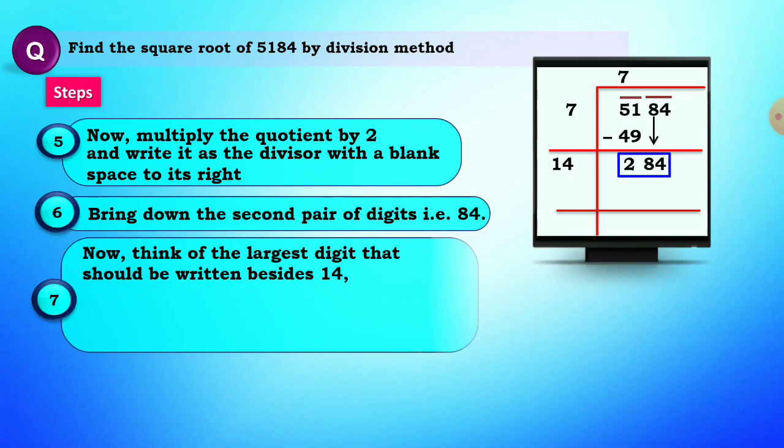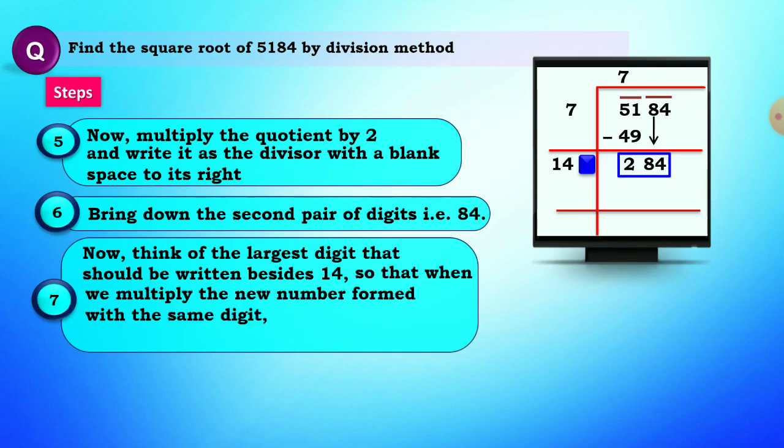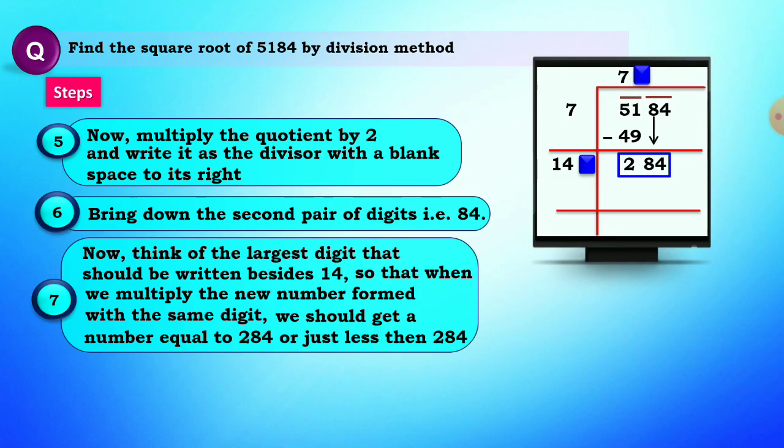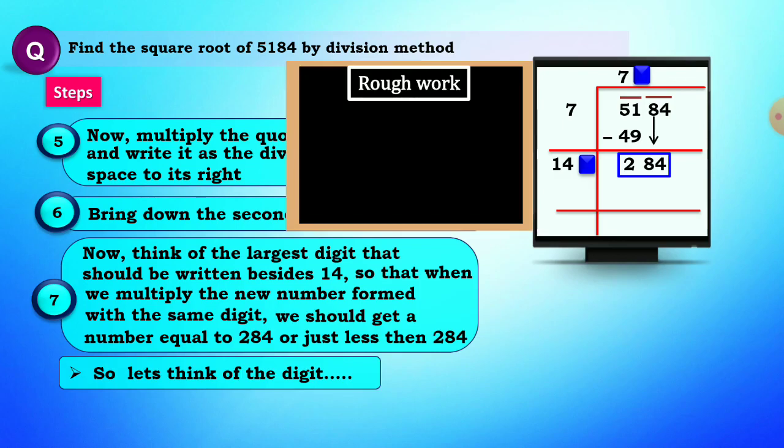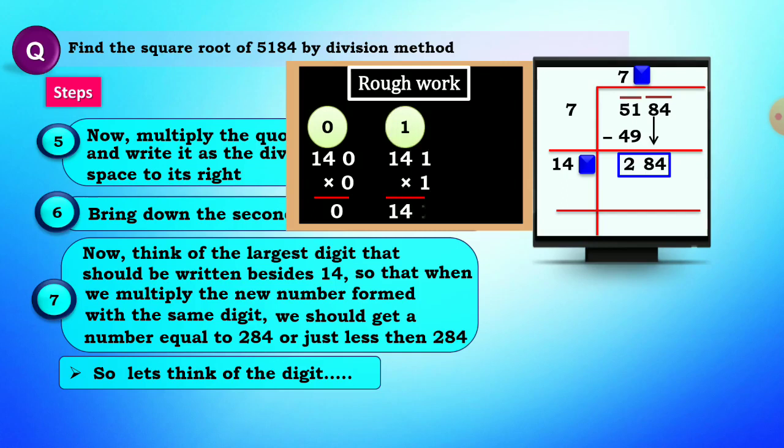Now students, we have to think of the largest digit that should be written beside 14, so that when we multiply the new number formed with the same digit, we should get a number equal to 284 or just less than 284. So let's think, students. Suppose I write 140 into 0. Means I have written 0 beside 14. So 140 into 0, if I multiply, what do I get? 0. Same way, 141 into 1 if I do, I will get 141.